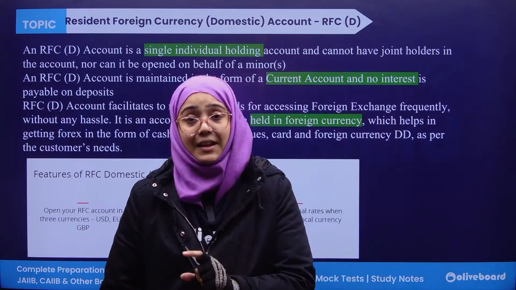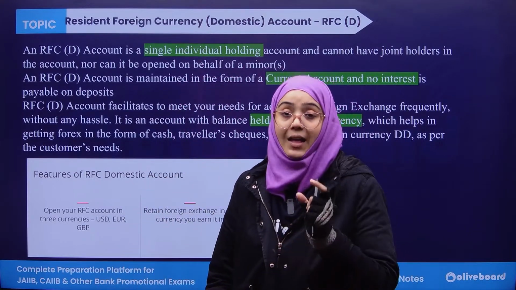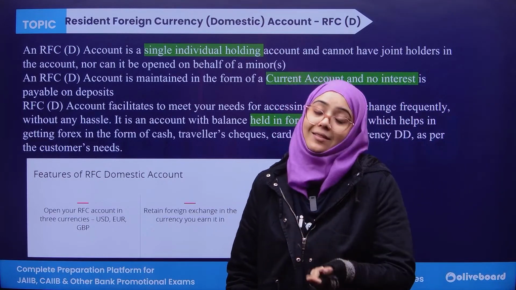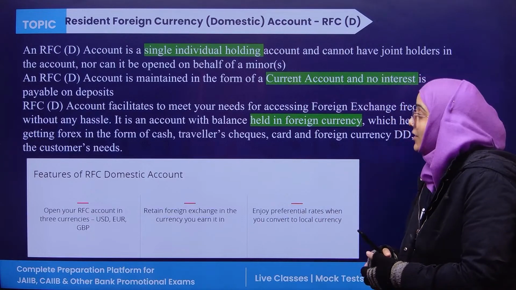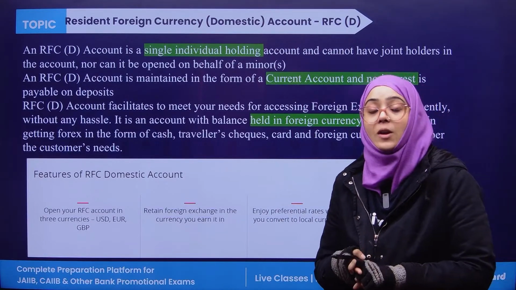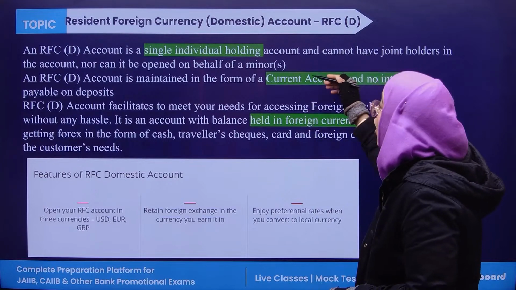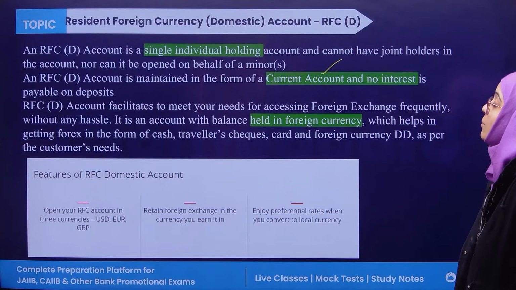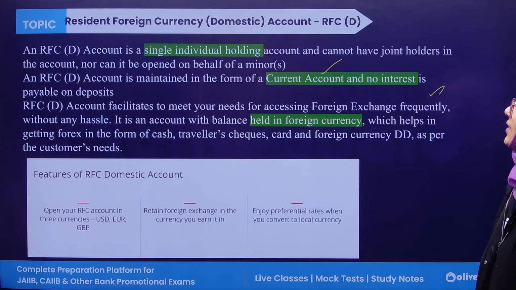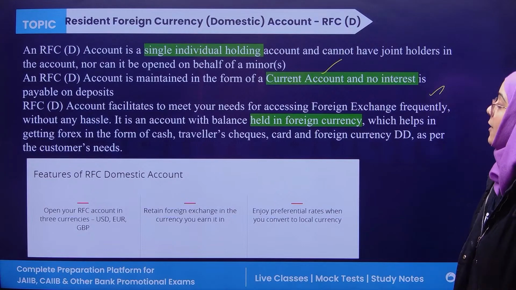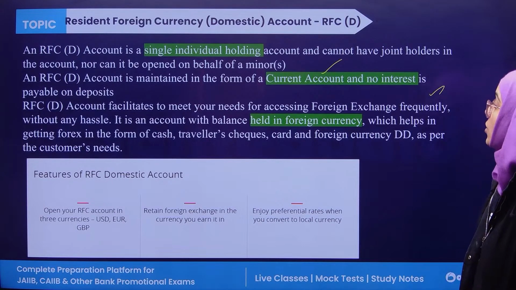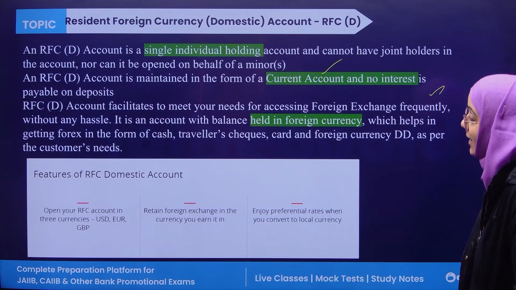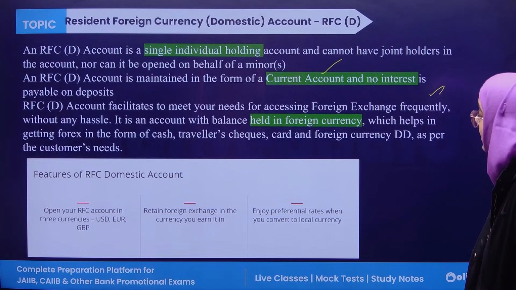Now, there is another account which is known as RFCD account. RFCD account is resident foreign currency domestic account. Now, what are these accounts? First of all, these accounts can be held only by an individual. It cannot be opened in joint name or on behalf of a minor. So, if we are talking about this RFCD account, it is maintained in the form of a current account and no interest is payable on this type of account. RFCD account actually meets your need for accessing foreign currency frequently without any hassle. So it is an account with balance held in foreign currency.